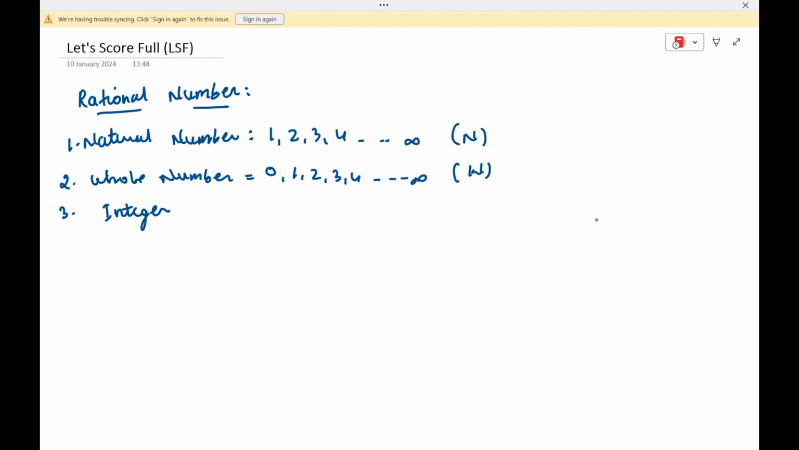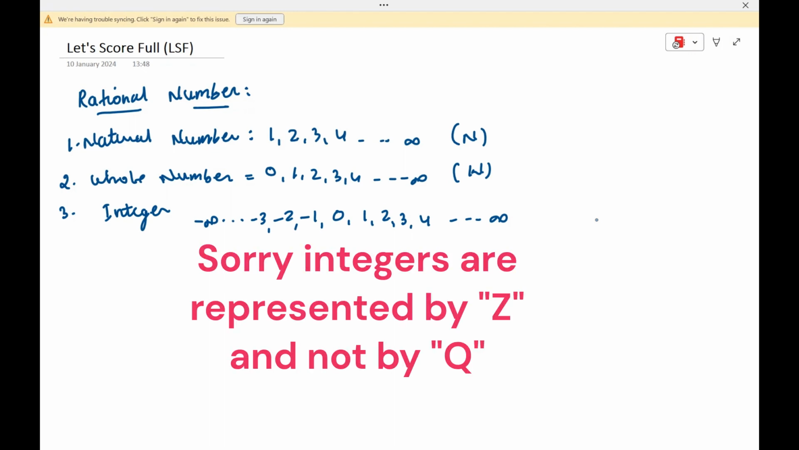Integers are actually whole numbers, but they can be positive and negative both. Like if I take 0, then 1, 2, 3, and 4, we know they are whole numbers. But if we move to numbers less than this, with a negative sign, that is -1, -2, -3, and again up to -infinity, it is known as integers. Integers are represented by Q.